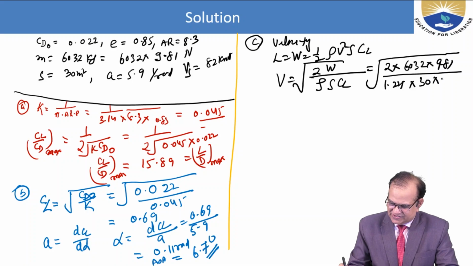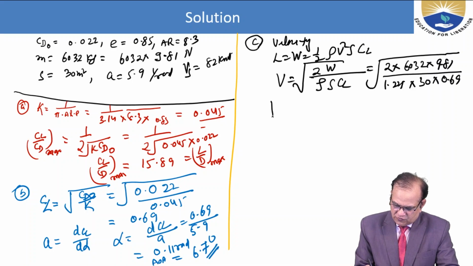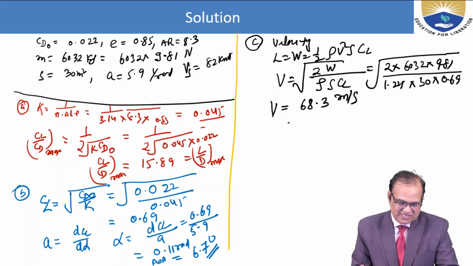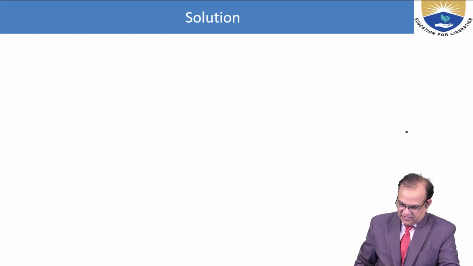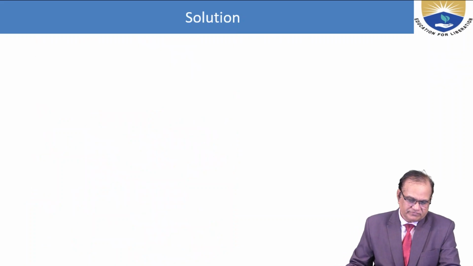CL is equal to 0.69. So we got this velocity as 68.3 meter per second, and we know that 1 meter per second is equal to 1.944 knot. So if you multiply by this, I will get 132.82 knot. So this is another solution for this.